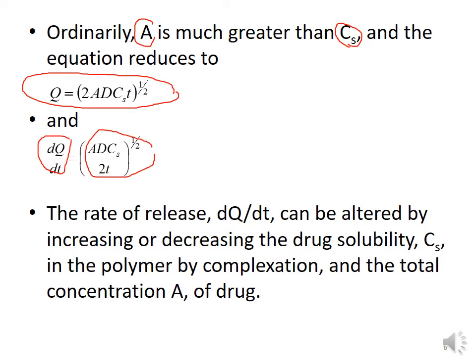Based on these equations, we can change the release rate dQ by dt by either increasing or decreasing Cs, which is the drug solubility. This can be changed, for example, by changing the interaction with the polymer, for example by complexation, and also by changing the total concentration, dissolved and undissolved. We can also change the rate of the drug release.